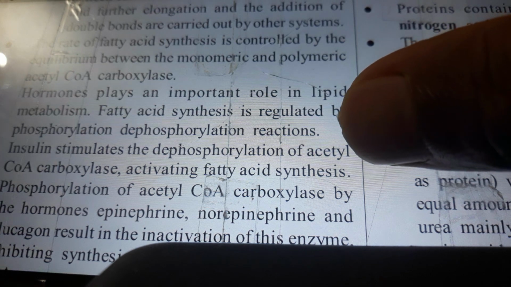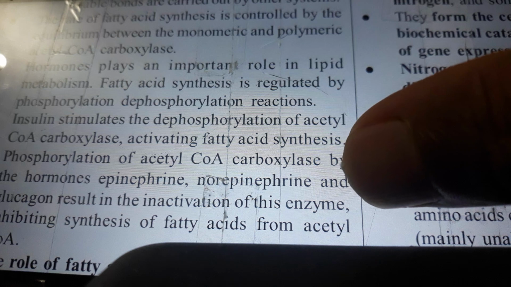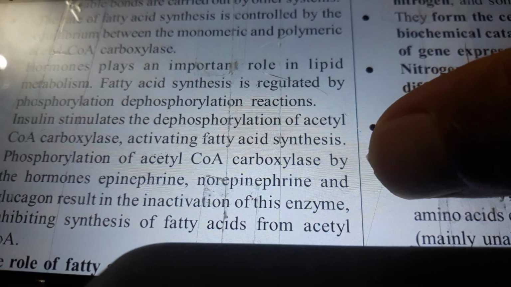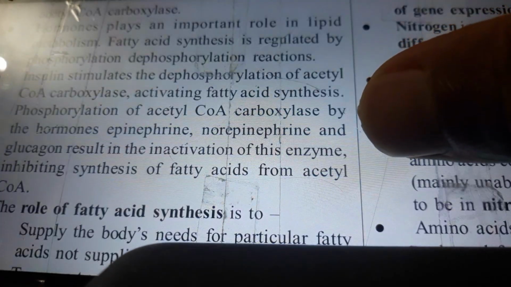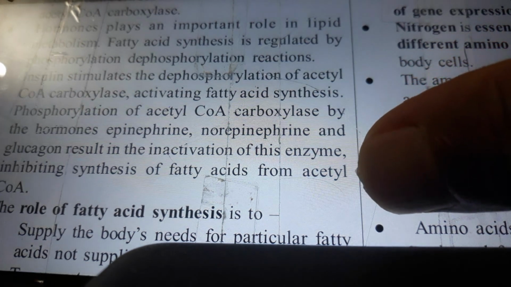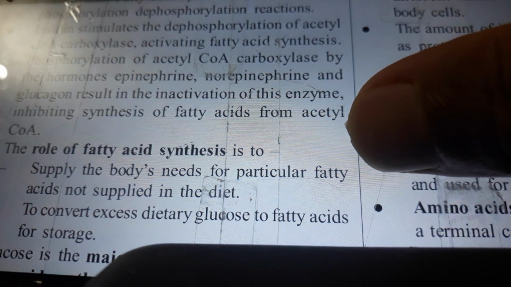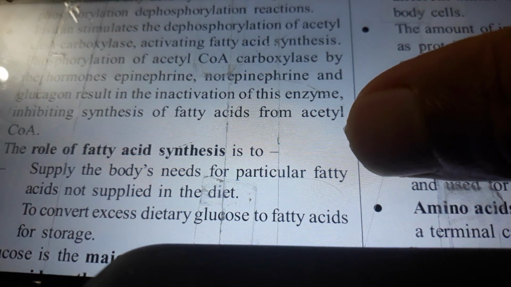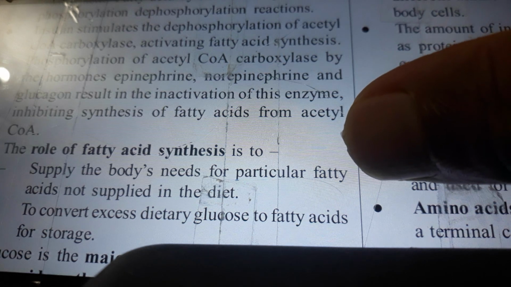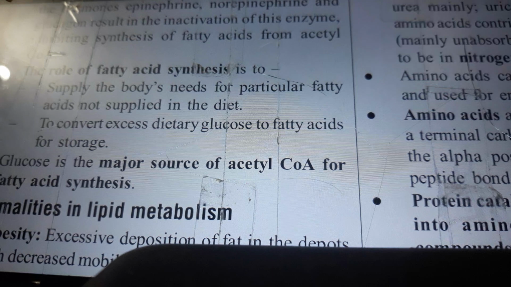Hormones play an important role in lipid metabolism. Fatty acid synthesis is regulated by phosphorylation, dephosphorylation reactions. Insulin stimulates the dephosphorylation of acetyl-CoA carboxylase, activating fatty acid synthesis. Phosphorylation of acetyl-CoA carboxylase by hormones, epinephrine, norepinephrine, and glucagon result in the inactivation of this system, inhibiting synthesis of fatty acids from acetyl-CoA.